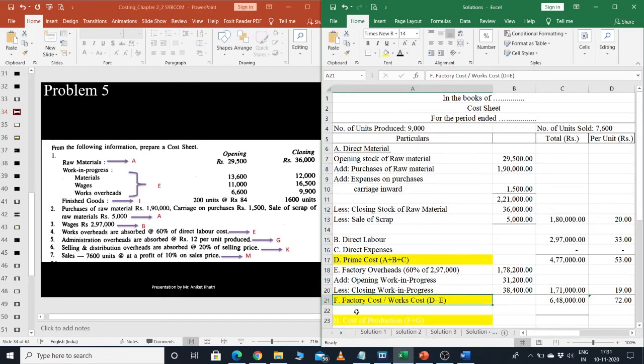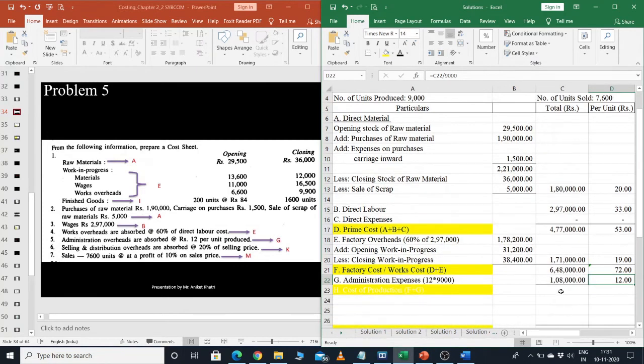Okay, next is the administration overhead. So it is already given 12 per unit produced. So we know number of units produced, it is 9,000. So just multiply 9,000 by 12 rupees, you will get the total amount. So here if you do the total, then it is 7,56,084 per unit, right? So this is our cost of production. Okay, cost of production.